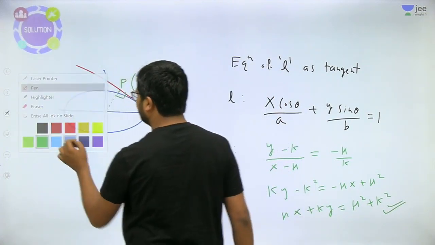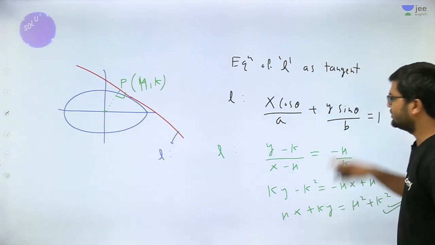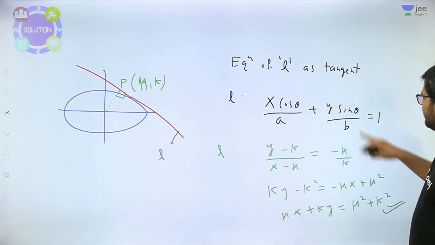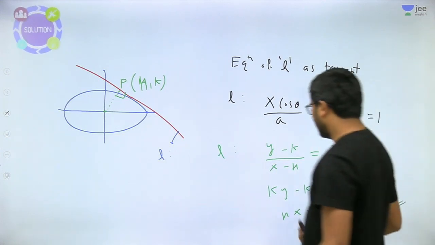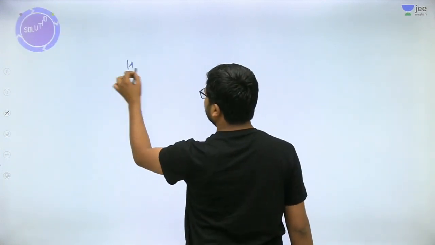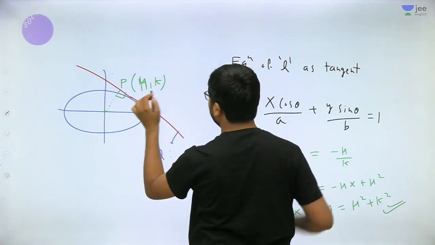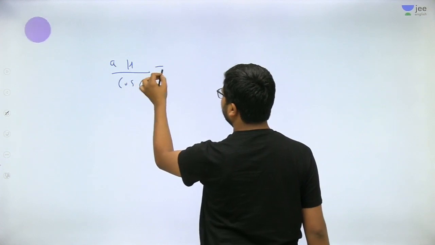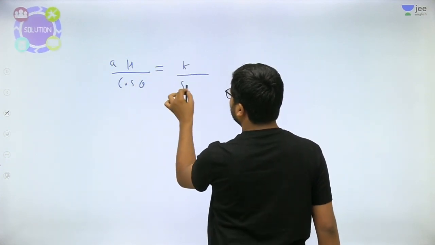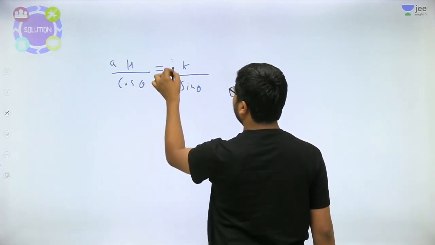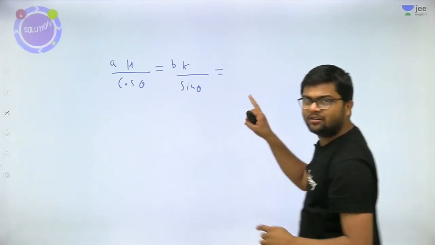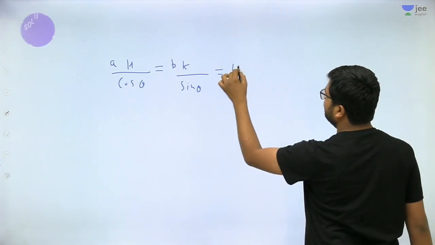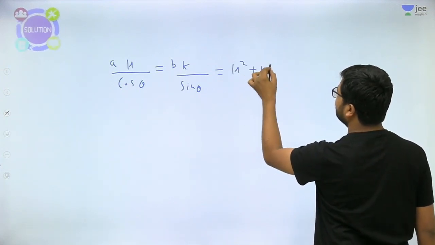Now compare these two equations, because these two equations represent the same straight line L. So a1 upon a2 is equal to b1 upon b2 is equal to c1 upon c2. So I am writing this: h cos theta upon a will come in the numerator, and k sin theta upon b will come in the numerator, is equal to h square plus k square upon 1.